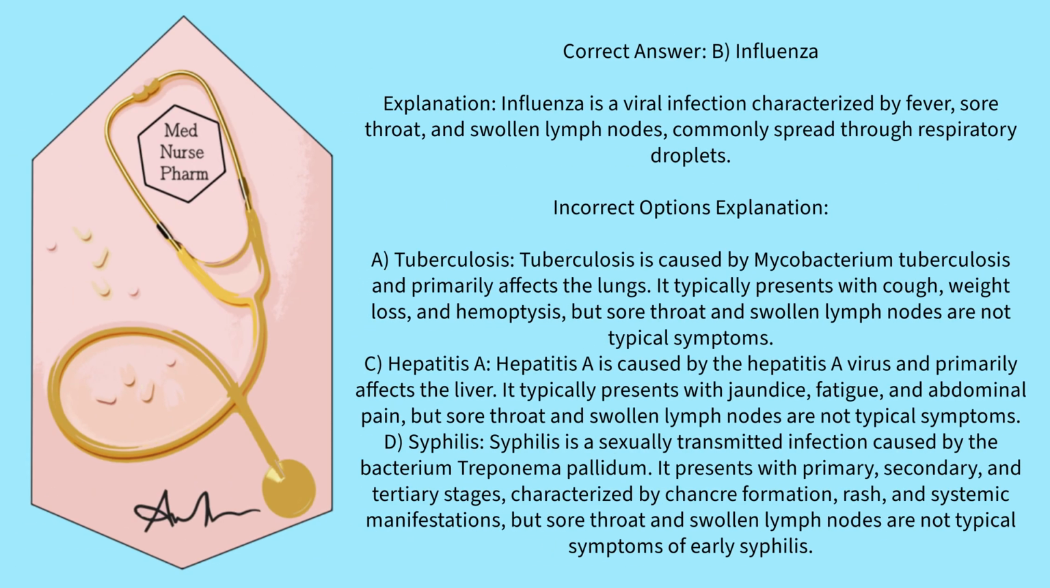If you chose option B, you are correct. Influenza. Influenza is a viral infection characterized by fever, sore throat, and swollen lymph nodes, commonly spread through respiratory droplets. You can pause the video and go through each incorrect option.